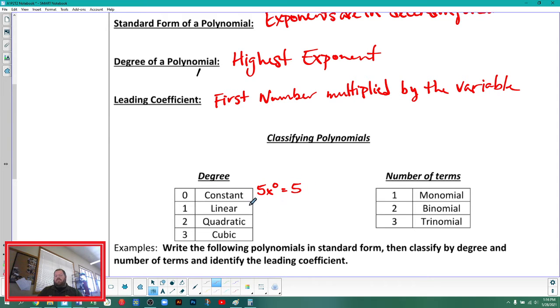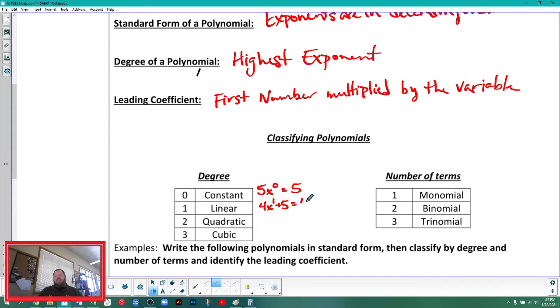There is no variable. If the highest exponent is 1, actually I'm not going to use 5 for that. Let's go with 4. And say we have 4x to the first power, and then let's throw on that plus 5.